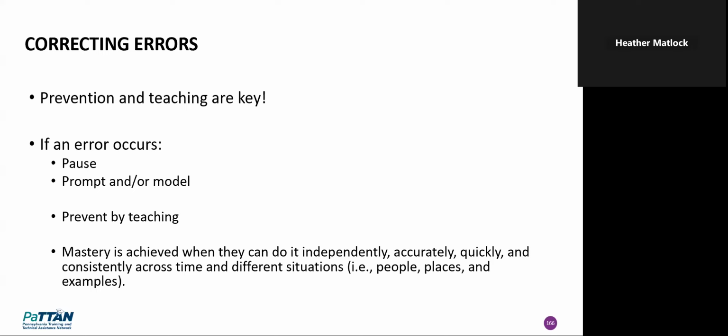A sign that you can stop teaching any skill is when your child can perform it without any assistance and they do it accurately, quickly, and consistently across time, and they do it in different situations where they're going to need to use it.